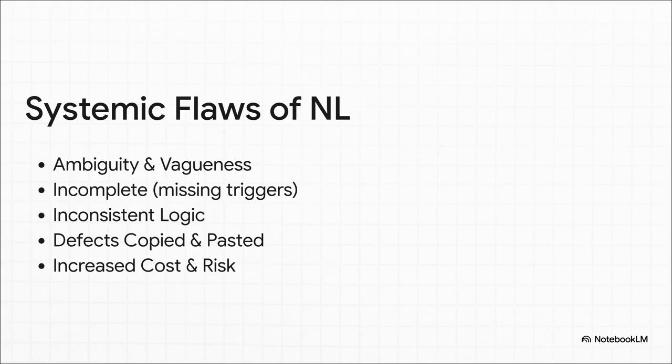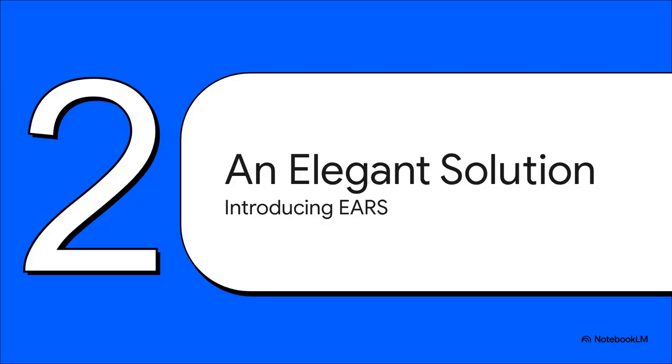You get ambiguity, you get incomplete requirements because you're missing triggers, you get logical inconsistencies, you even get defects that are just copied and pasted across the project. All of this just blows up your project's cost and schedule. It's a huge risk. But what if there was a simple, elegant fix for all this? Well, there is. Let's talk about the EARS methodology.